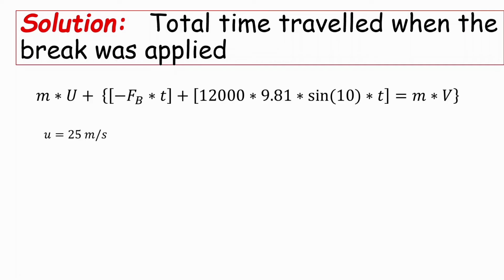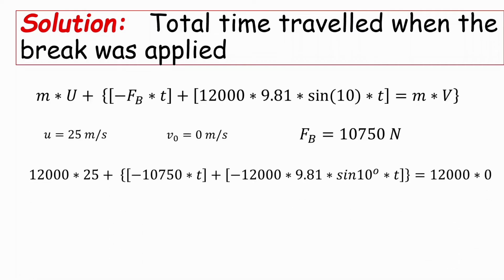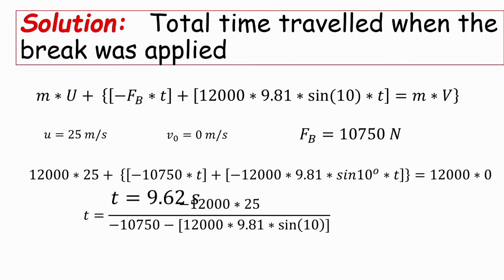That's, you are saying, when the vehicle entered the steep part of the road to when it came to a stop. At the time it was entering the steep part of the road, the velocity was 25 meters per second, so we're going to work with that. We know that the final velocity is 0 meters per second, and we've calculated our braking force earlier to be 10,750 newtons. If we put all that into our basic equations for momentum and impulse, when we simplify, we get our time calculated to be 9.62 seconds.